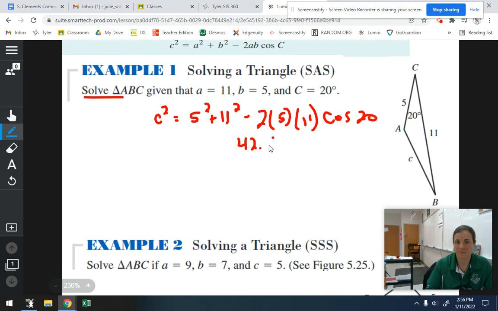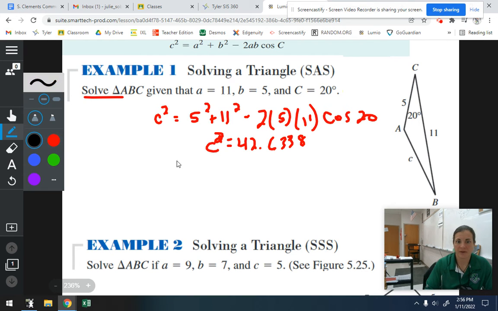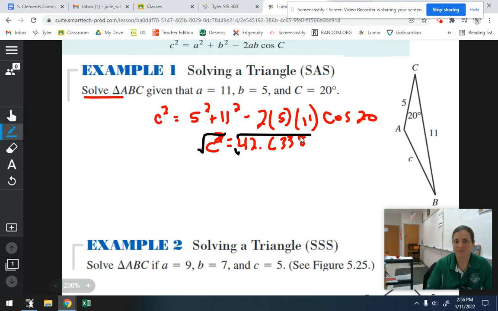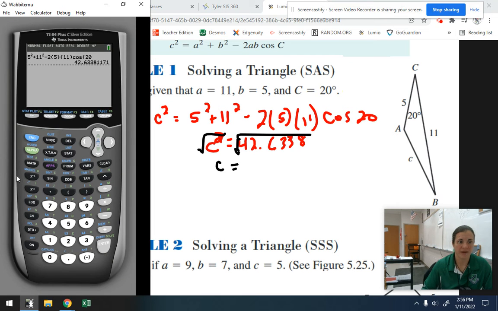So 42.6338. And that is c squared. So we're still not quite done yet because you have to get rid of that squared. So to get rid of the squared part, you're going to have to do the square root of it. So keep those numbers in your calculator, because if you keep it in your calculator, you can just do the square root of, and you can either just go up there and click on it and it will type in all the decimals for you. So you don't have to worry about any rounding errors if you do it this way.